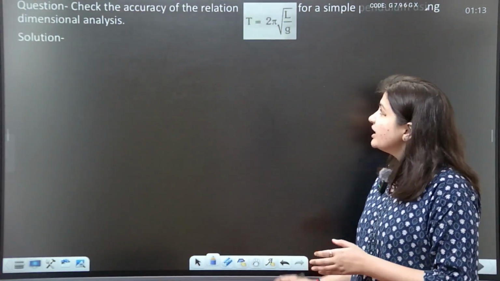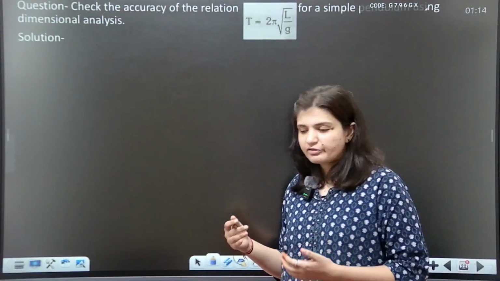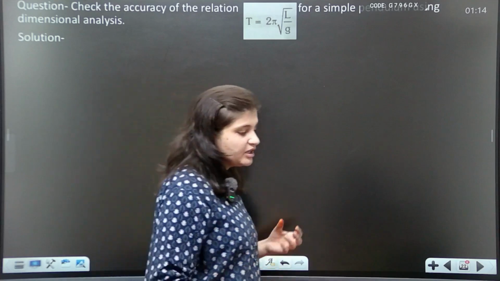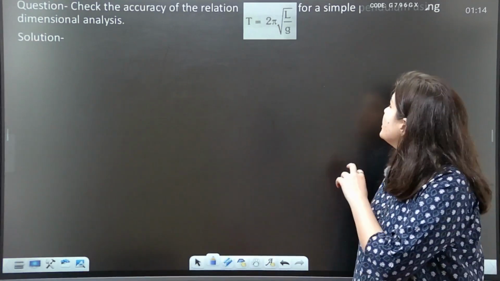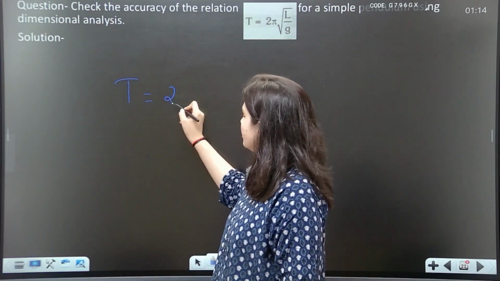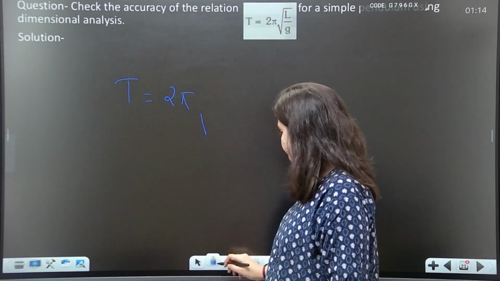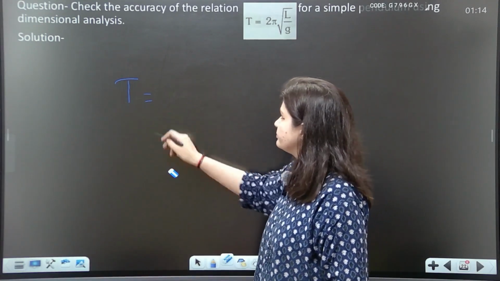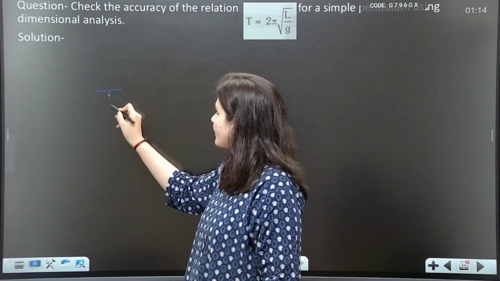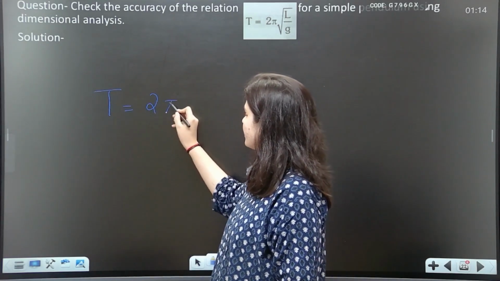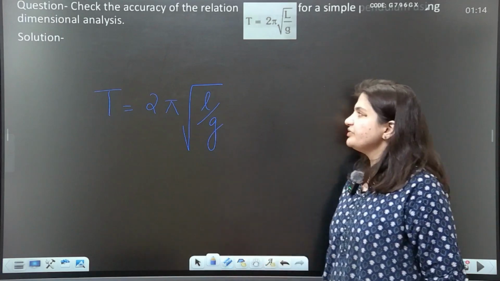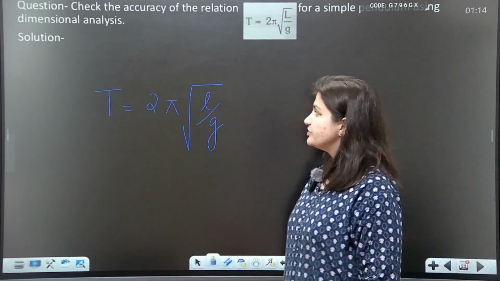Now students, we have gone through the dimension, and we've gone through how each term is dependent. Now we will understand the accuracy of each term. Like if we have the time period of a simple pendulum, which is 2 pi root L by G.